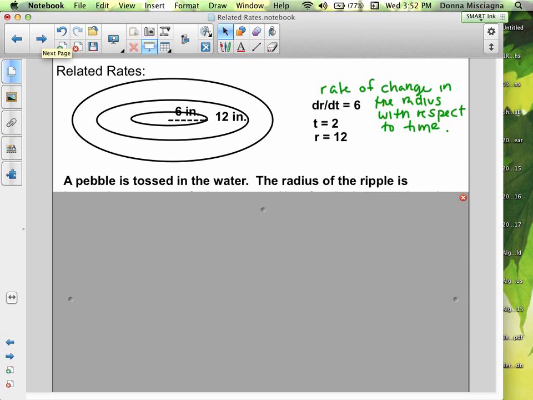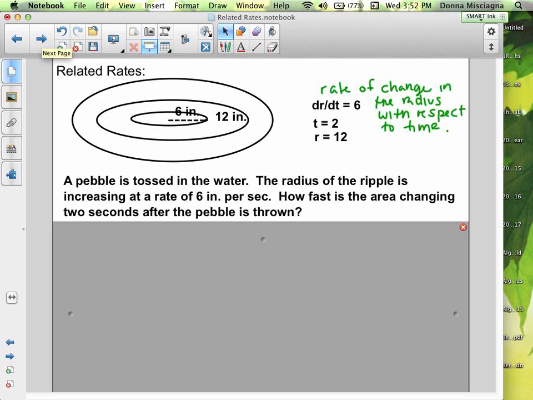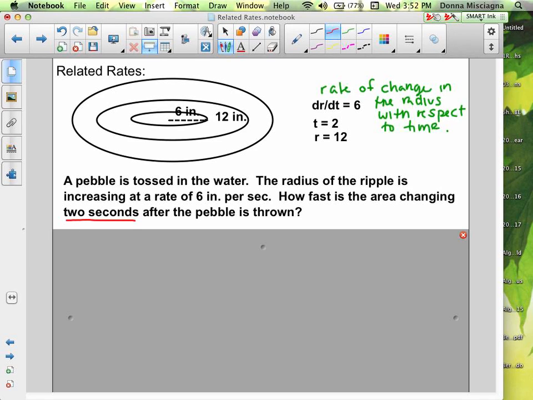Okay, so same problem. A pebble is tossed in the water. The radius of the ripple is increasing at a rate of 6 inches per second. How fast is the area changing 2 seconds after the pebble is thrown? So 2 seconds, that's our time.